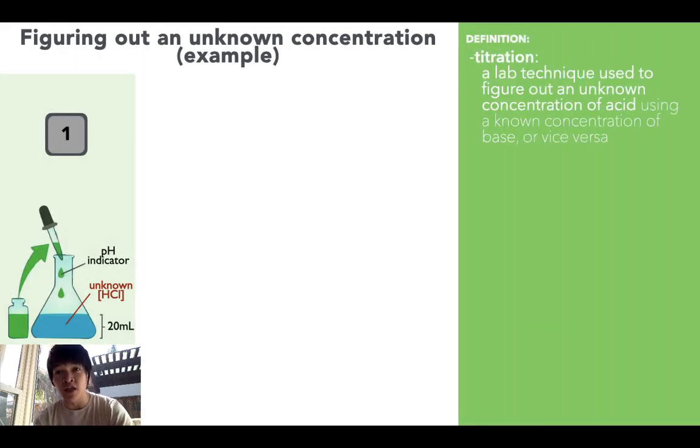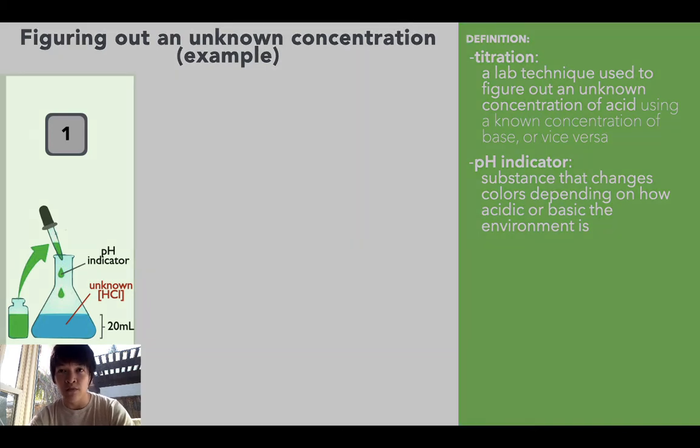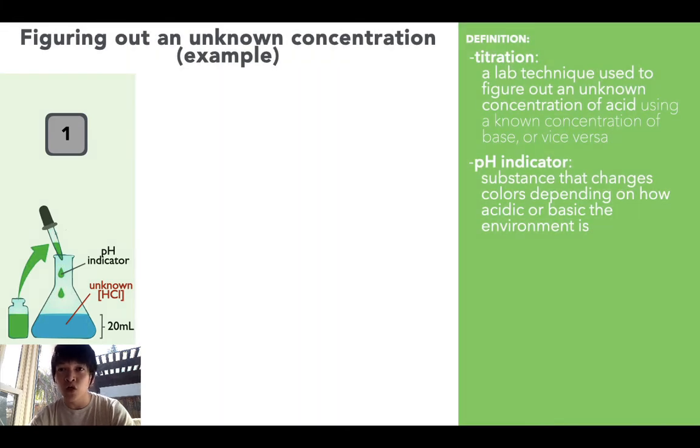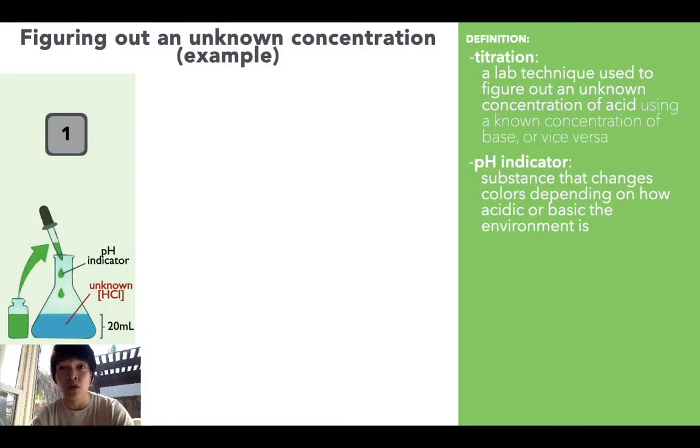Titration is a lab technique we use to figure out the unknown concentration of an acid. This entails reacting the unknown acid with a known concentration of base. During a titration, we need the pH indicator, which shows a color change depending on how acidic or basic the environment is. You can see this is the first step. You add the pH indicator, and right now it's showing that the acid turns this specific pH indicator blue.